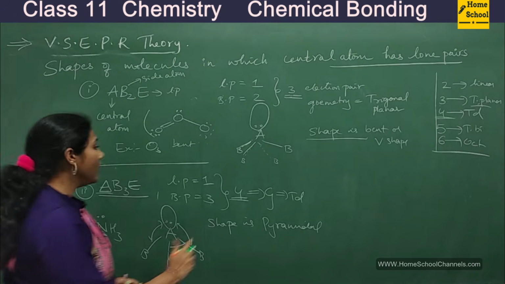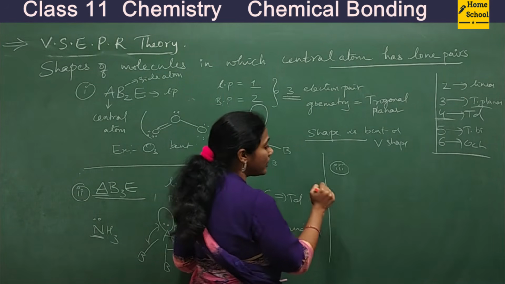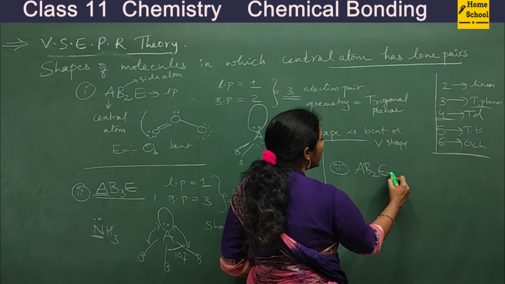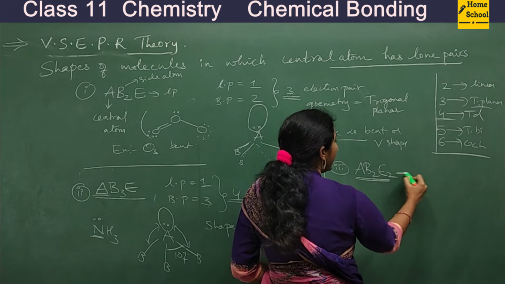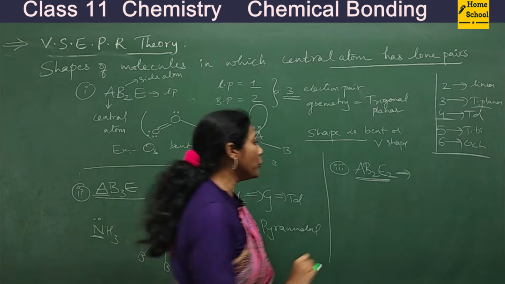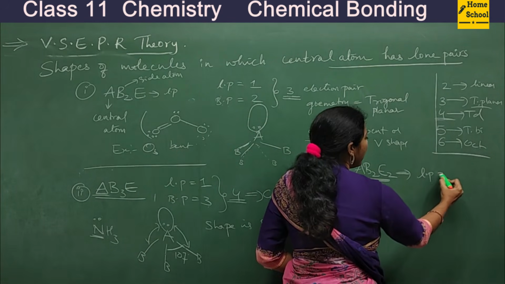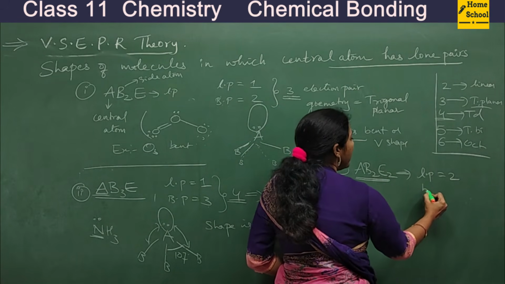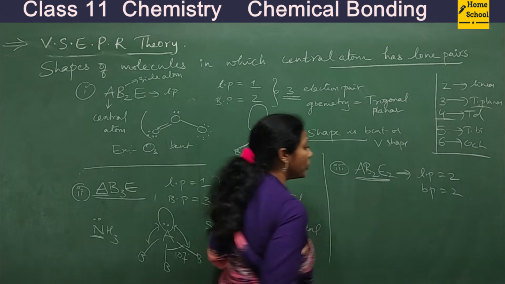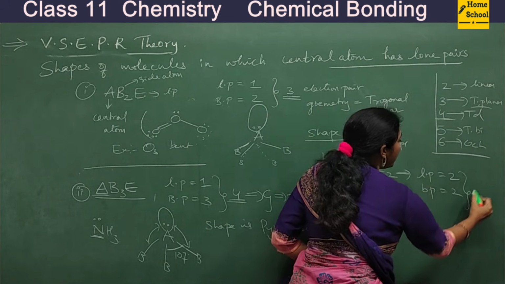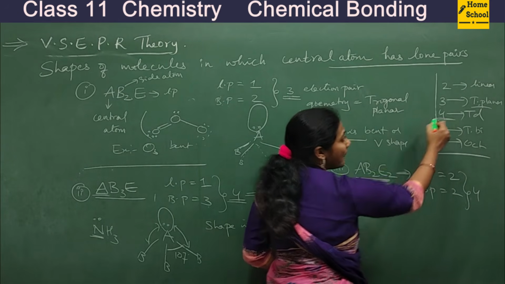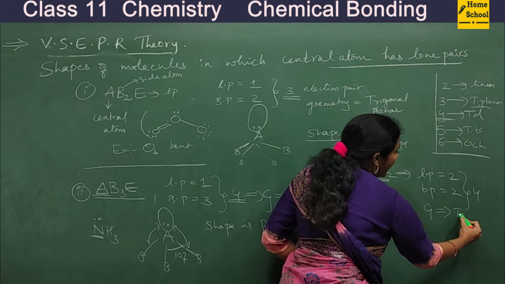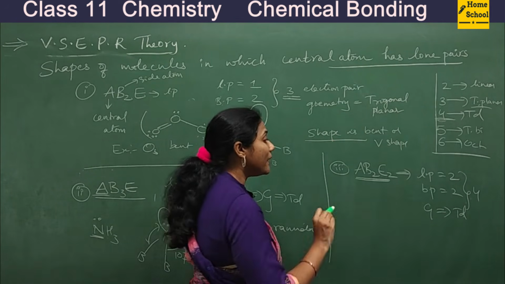Clear? Fine. Now let us discuss the third model in this category, that is AB2E2 type of molecule. So in AB2E2 type of molecule, number of lone pairs E2, E means lone pair, right? Number of lone pairs is 2 and number of bond pairs is 2. So all together you will get 4. So when you have 4 electron pairs around the central atom, what is the geometry? Geometry has to be tetrahedral. But what will be the shape?